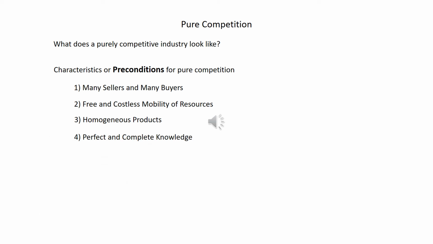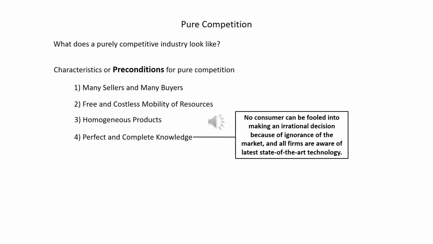There is one more precondition for pure competition. Each market participant must have complete and perfect knowledge about all aspects of the market. As unrealistic as it may seem, it is required so that no consumer can be fooled into making an irrational decision because of ignorance of the market, and all firms are aware of the latest state-of-the-art technology. If a consumer or a firm acted randomly, as it might if it lacked market knowledge, it would not be responding to the signals of the price mechanism.